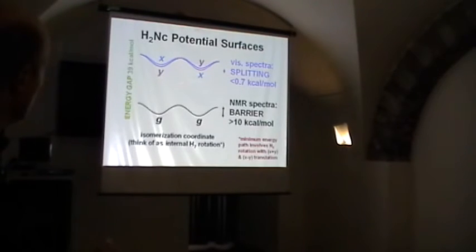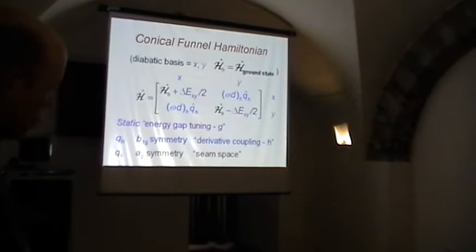So the picture is we have X and Y curves. They will intersect somewhere up here at the top of a barrier that's on the order of about 10 kcal per mole. We know that from NMR in the ground state. For Franck-Condon reasons, it can't be much bigger in the excited state. And so we have to use this Hamiltonian as our sort of minimal Hamiltonian.